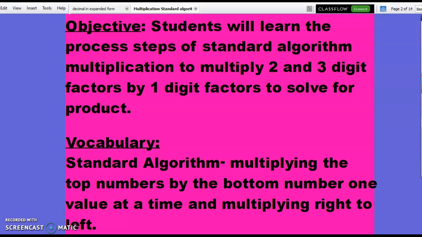Today's objective: students will learn the process steps of standard algorithm multiplication to multiply 2- and 3-digit factors by 1-digit factors to solve for a product. Your vocabulary is standard algorithm: multiplying the top numbers by the bottom number one value at a time and multiplying from right to left. If you want to pause the video here to write that vocabulary term down, you may do so now.